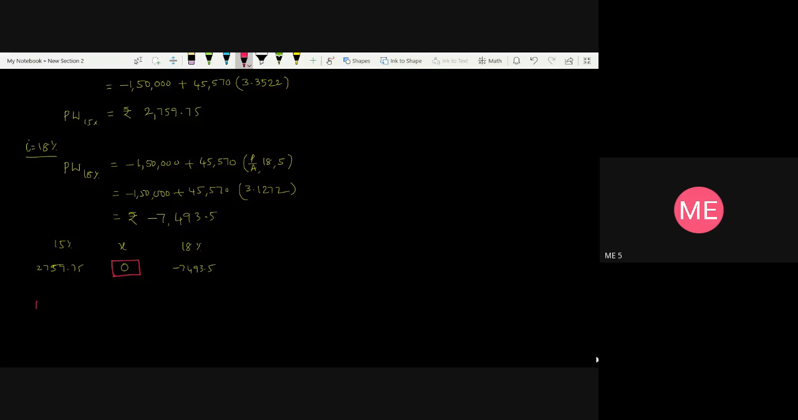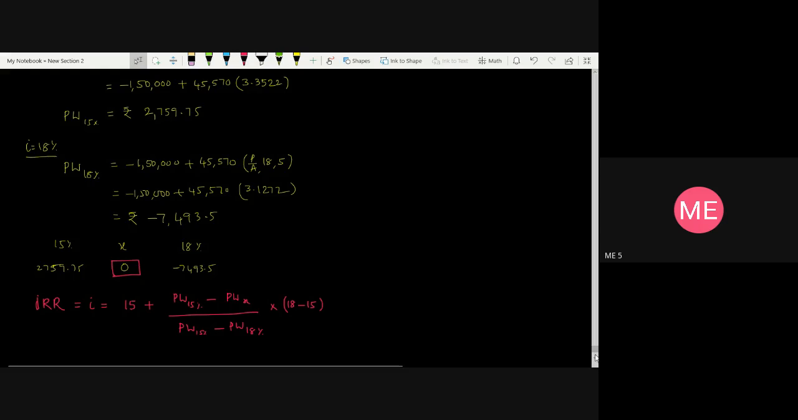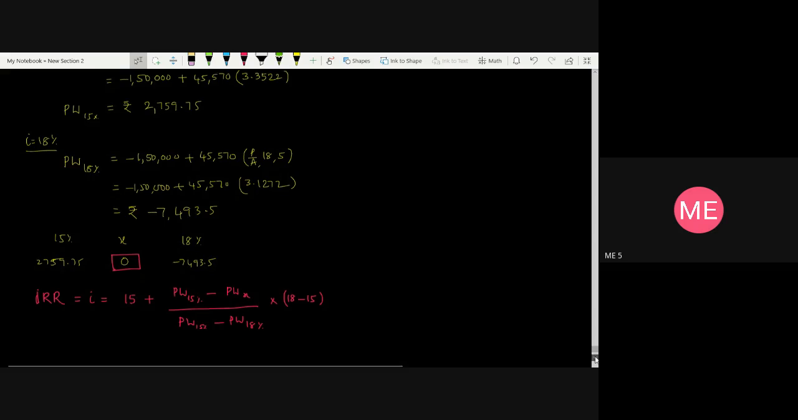So IRR is equal to I at 15 plus present worth at 15% minus present worth at X, divided by present worth at 15% minus present worth at 18%, into the difference, 18 minus 15. By using this equation, I'm going to find out the actual IRR.